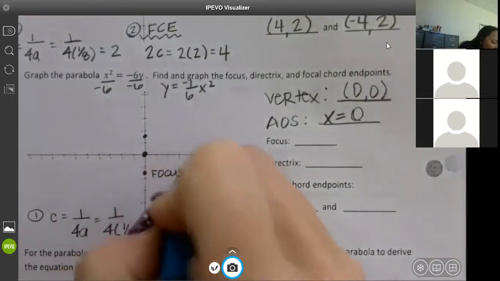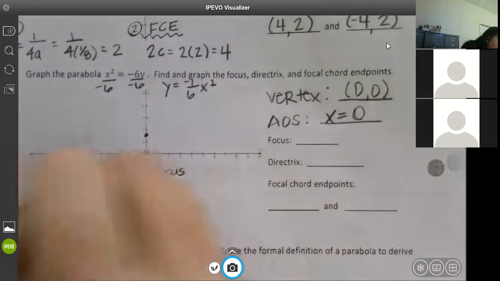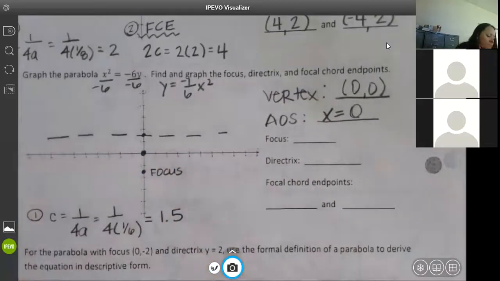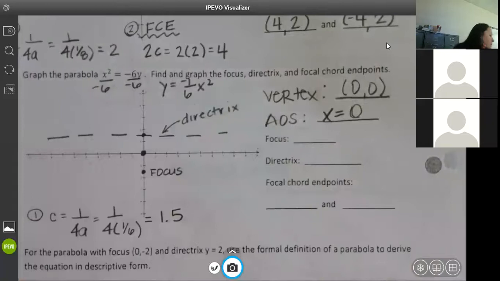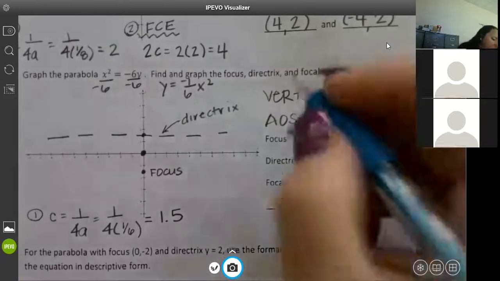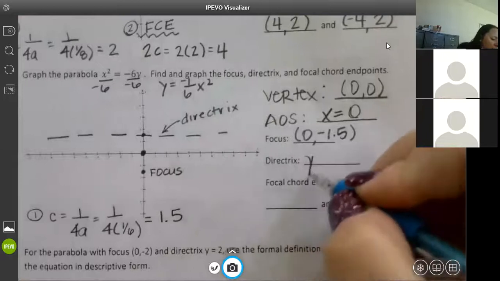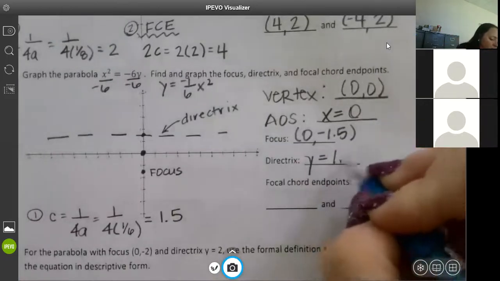And since it points down, the bottom one is our focus. And the top one is our directrix. So where is your focus? What is your coordinate? Your directrix, remember, is the same as your regular equation, y equals. And where does it cross the y-axis? That's it.